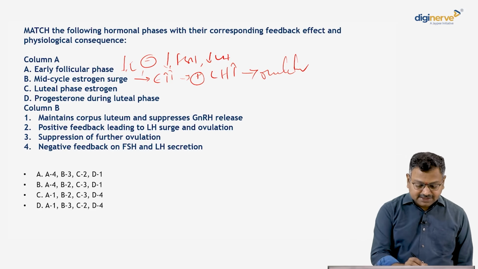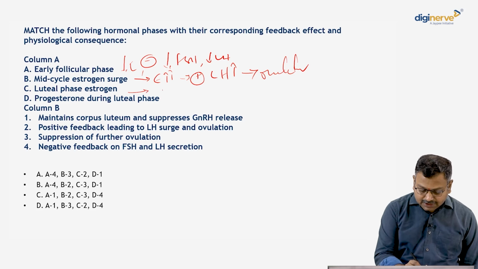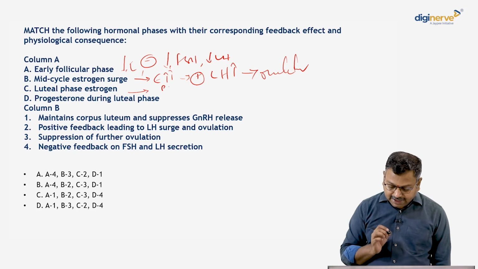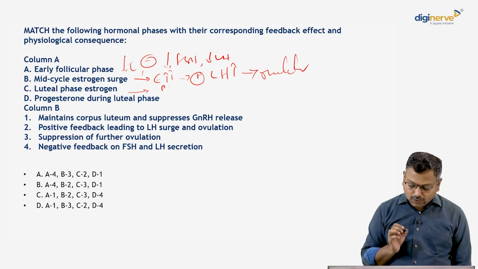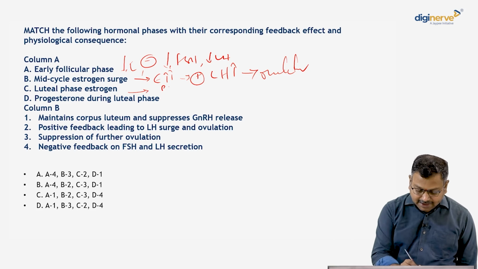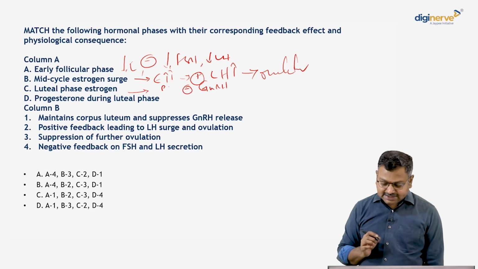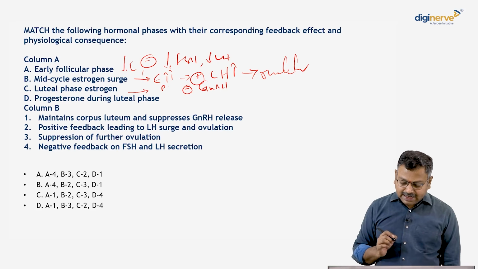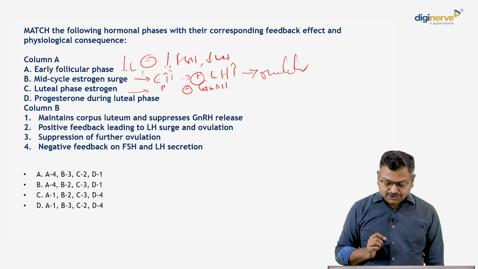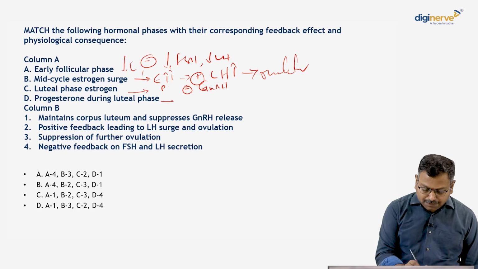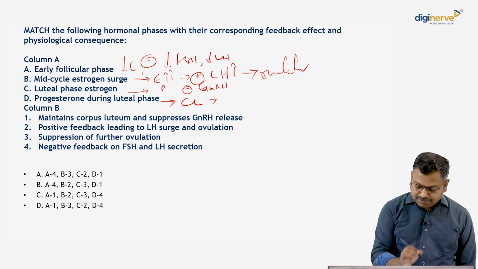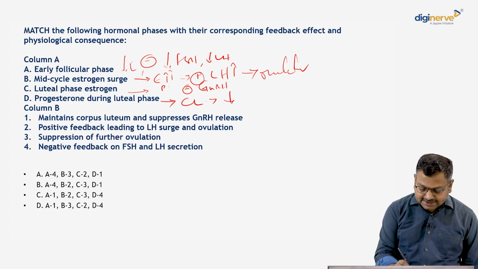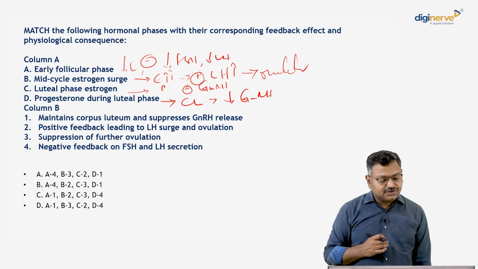In the luteal phase, progesterone is going to come in. It maintains the corpus luteum, and it suppresses the GnRH, so it prevents new ovulation from happening. And in the luteal phase, progesterone maintains the corpus luteum by decreasing the GnRH activity. So these are the four phases that are going to happen.